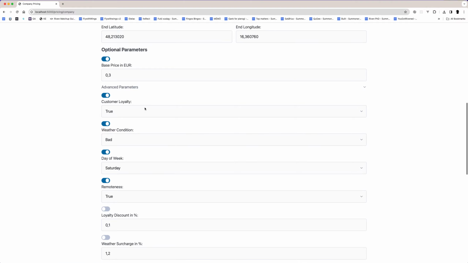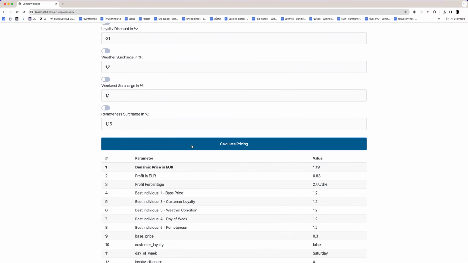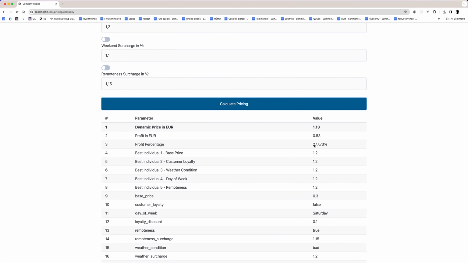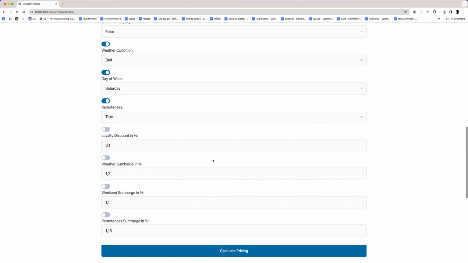So for example, if we turn off the customer loyalty now to false, we will even have a higher price with a higher profit, and now the customer loyalty also gets multiplied by 1.2.